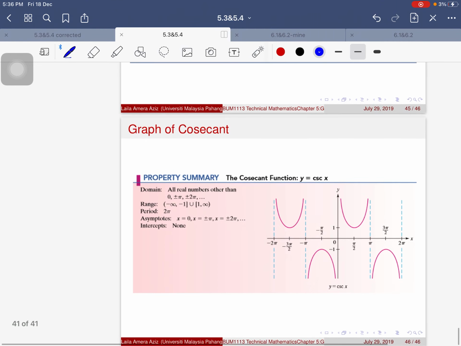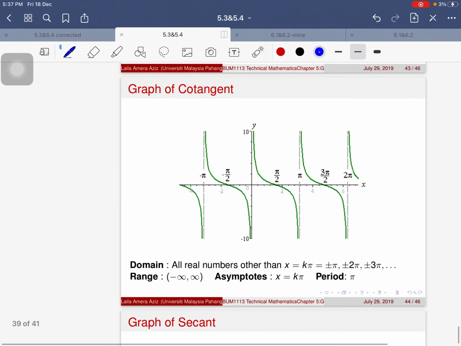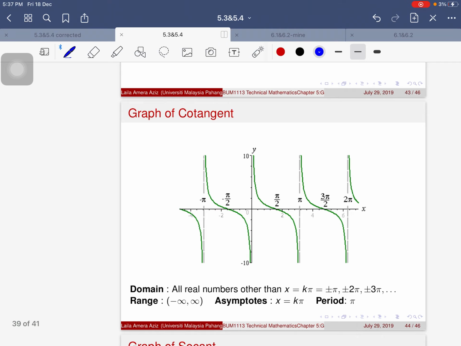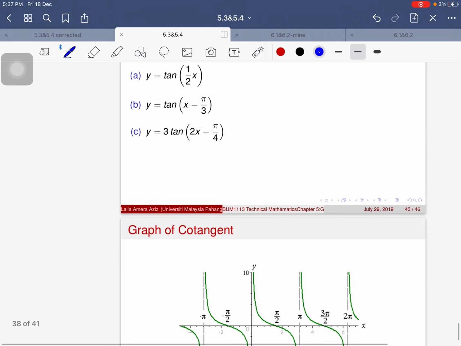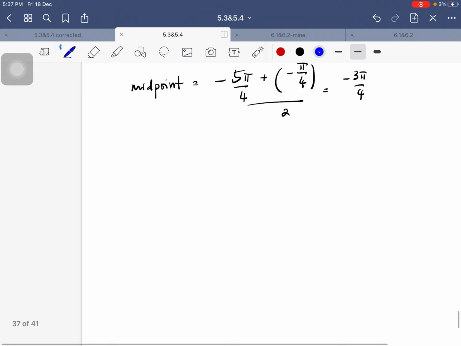And I have put over here the graph of cotangent, secant, and cosecant as well for you. This is just for your information, so you're not going to be assessed on this. This is just for your knowledge, okay? So that's it.